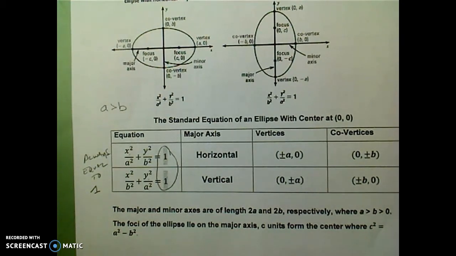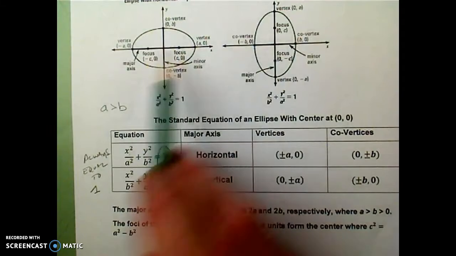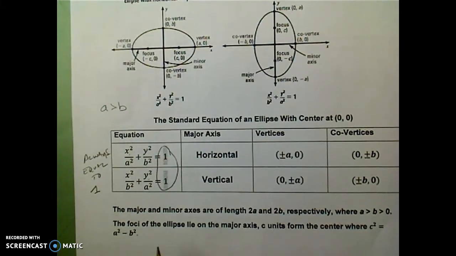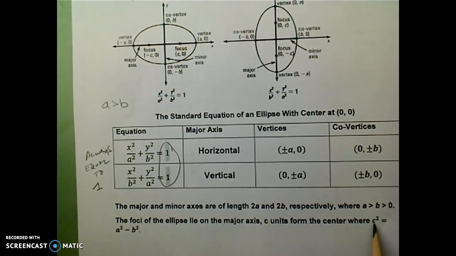And we talked about the foci. There are 2 of them. They're equidistant from the center, and we find that by plugging in c squared equals a squared minus b squared. So once we have our a and b from the equation, we can plug those in, c squared equals a squared minus b squared, and get a value for c. So let's take a look.